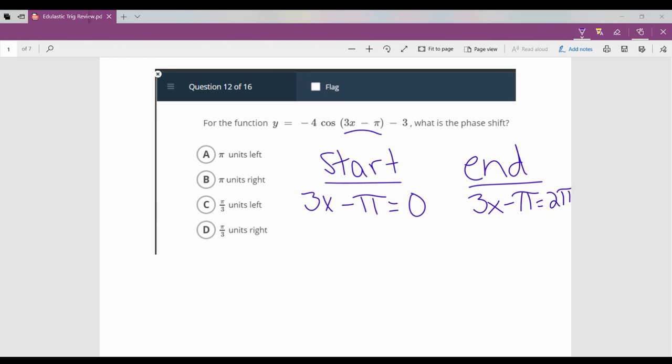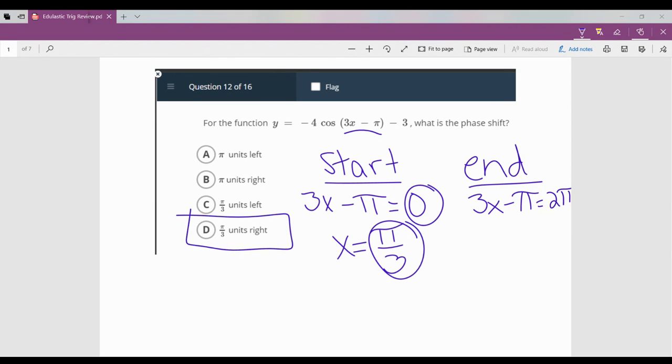So this is asking what is the phase shift. So it starts, I add pi, and then I'm going to divide by 3. So it's going to start at x equals pi over 3. So instead of starting at 0, it starts at pi over 3. That means it went to the right pi over 3.